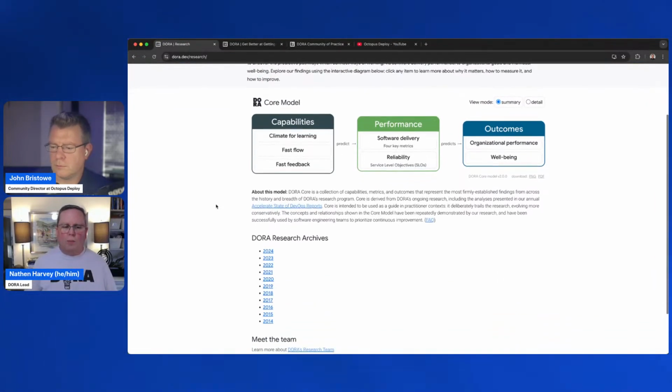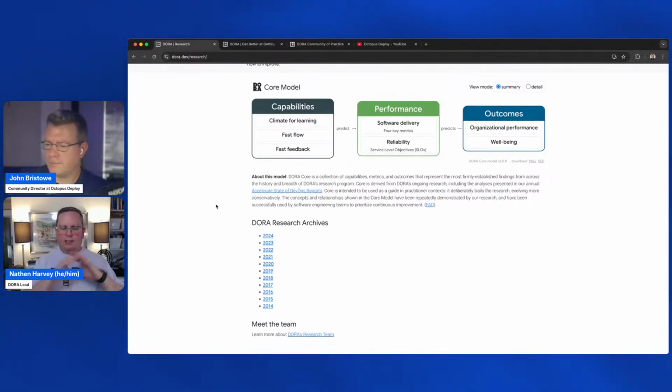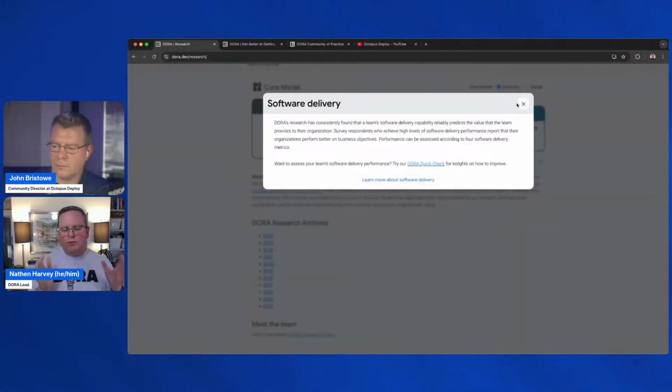So this is our core model. This core model takes insights from the decade or so of research that we have here. And you can see those software delivery performance metrics right in the middle there. The reason we want to improve software delivery performance is our research shows that this is predictive of great outcomes like organizational performance and team well-being. But in order to improve your software delivery performance, you don't just wake up every morning and think, change lead time, change lead time. You don't think about the metrics. You have to think about the capabilities that your team and your organization have in order to drive those metrics.